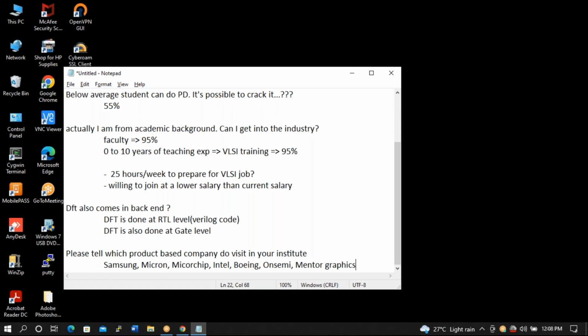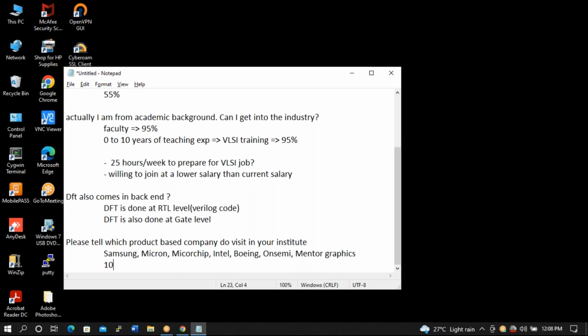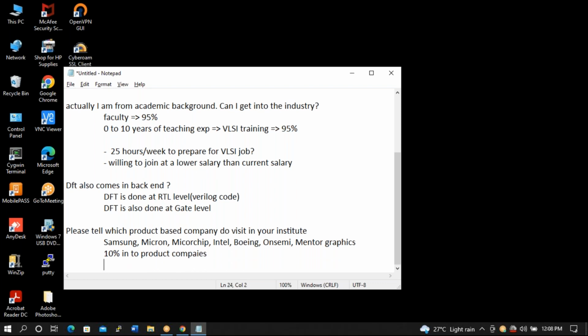Most of the placements in the institute happen in services. I don't want to tell something wrong, but I would say around 10% placements into product companies and around 90% into services. This is how it works. I might have missed out a few other companies, but this is the list more or less.